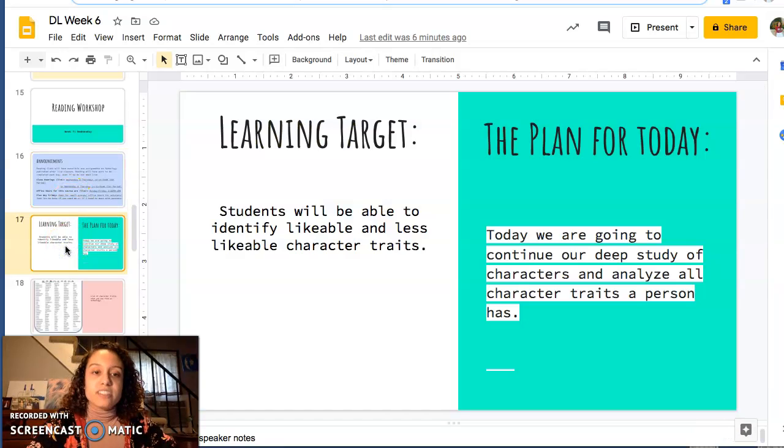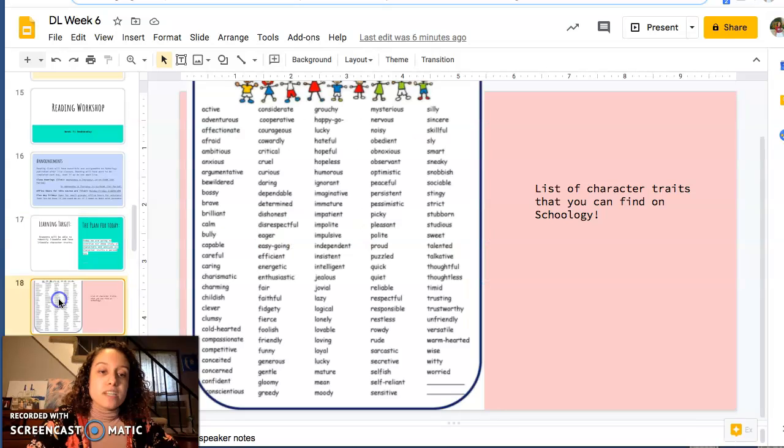Our learning target for today is students will be able to identify likable and less likable character traits. So our plan for today is that we're going to continue our deep study of character analysis and think about what character traits people have. And just like a reminder, different character traits that you can see on Schoology.